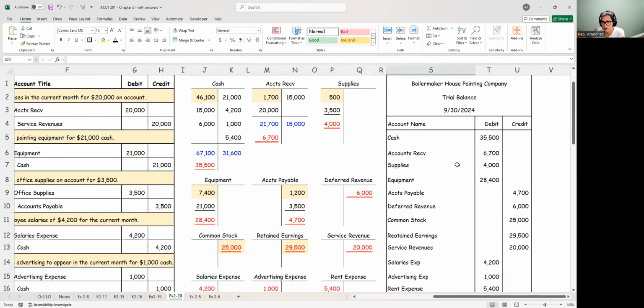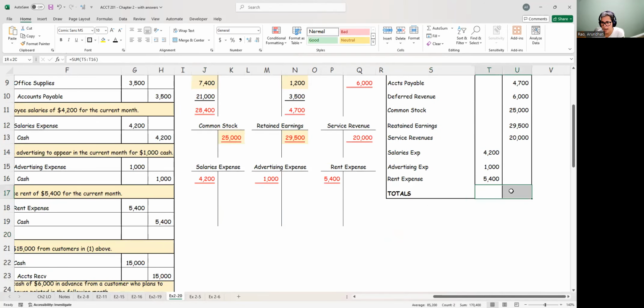So all I've done over here is list all my accounts that have a non-zero balance. Put those in the relevant debit or credit column, and then add up the two sides. Assuming we've done all our work correctly, your total debits must equal total credits. If not, go back and check.